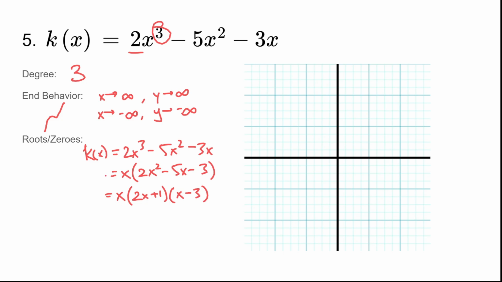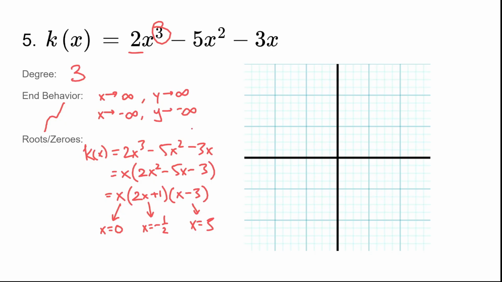Okay, so let's find the zeros now as a result. Again, a factor of x just means that that's a root of x equals 0. Say 2x plus 1 is equal to 0, you get x is equal to negative 1/2. And this one here is x equals 3.